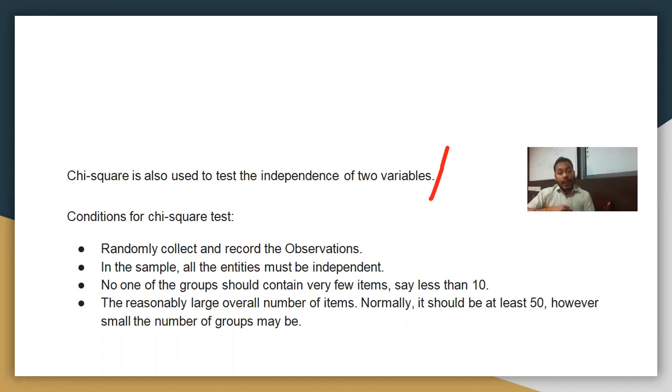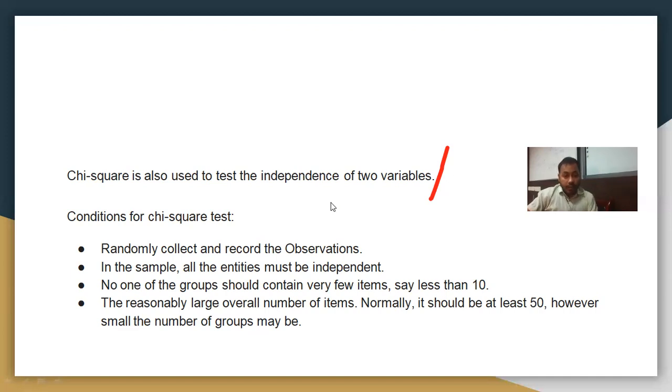Some conditions are there for this test. Randomly collect and record the observation. In the sample, all the entities must be independent. No one of the groups should contain very few items like less than 10. देखो उससे उल्टा हो रहा है, ठीक है? यहाँ सैंपल थोड़ा हम बढ़ा ले रहे हैं. The reasonably large overall number of items, normally it should be at least 50. However small the number of groups may be, but we generally target large. Okay, these are the conditions of chi-square test.